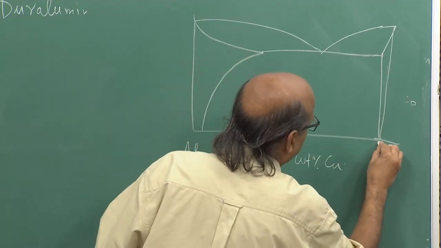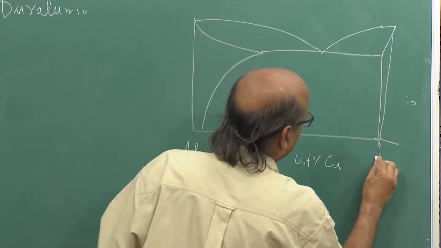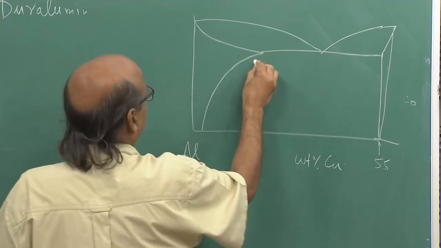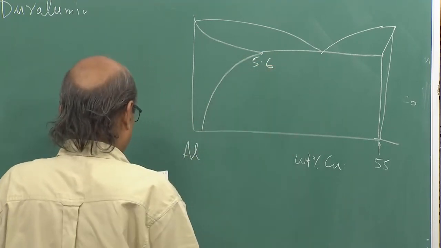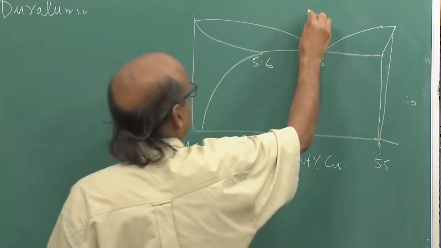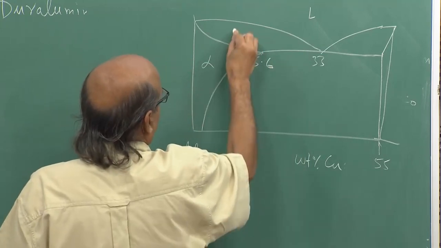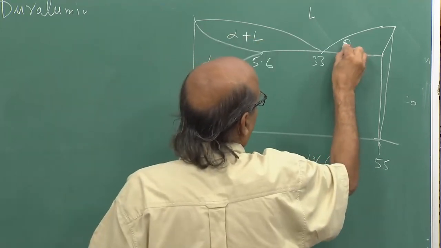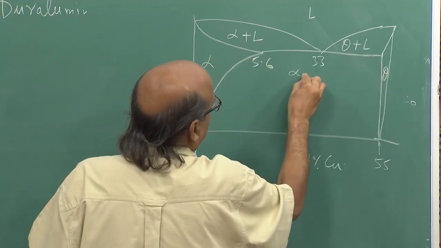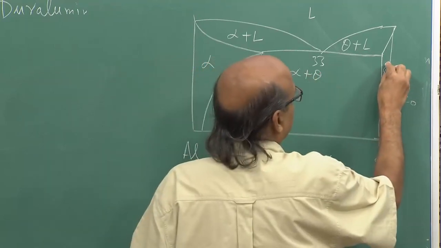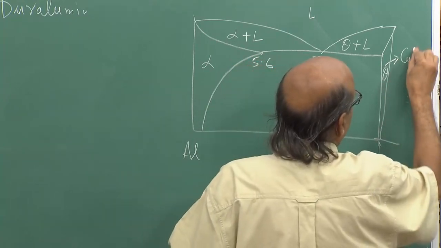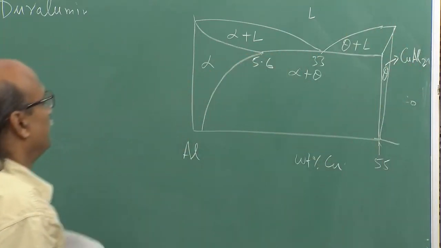So this is approximately 55 weight percent copper here. This point is about 5.6 weight percent copper. Out here is 33 weight percent copper. If I label the phases, this is liquid, this is alpha plus liquid, this is a phase called theta plus liquid, this is theta, out here is alpha plus theta. Theta specifically is CuAl2 intermetallic.